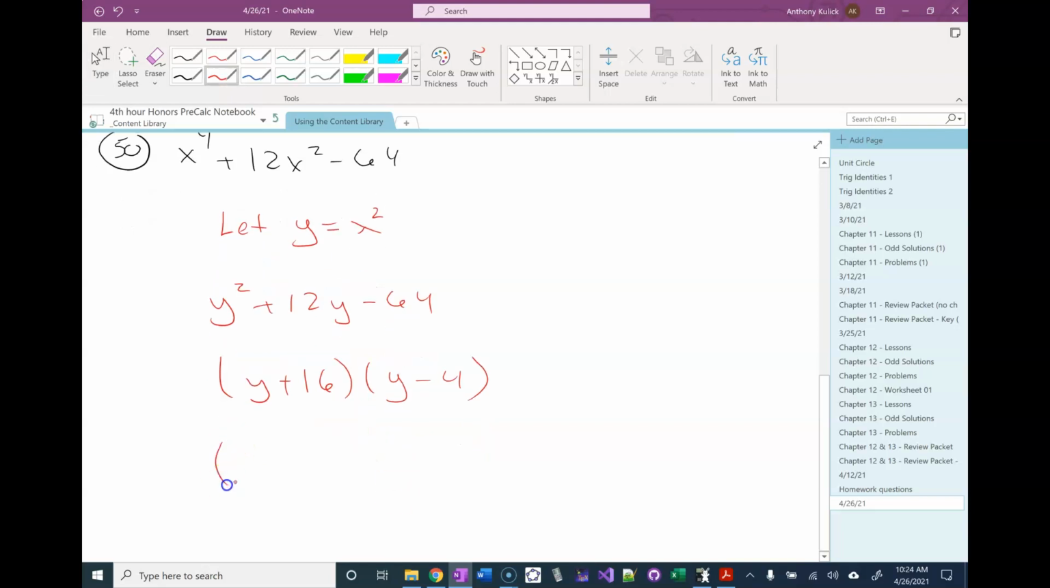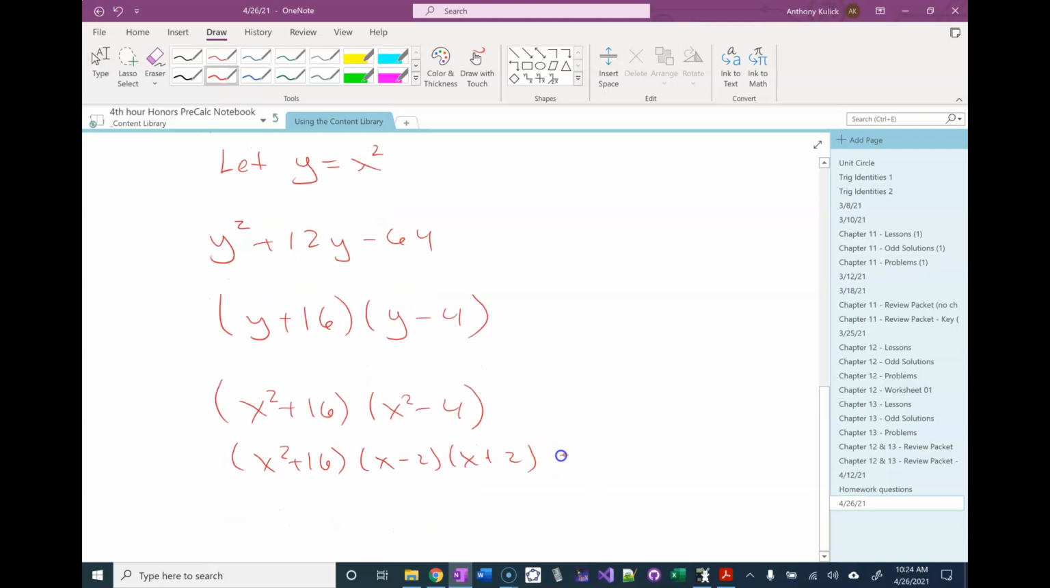Now let's put the x squared back in because we're not asking to find values for y. We want the zeros. We want values for x. I noticed that x squared plus 16 we can't factor anymore because it's the sum of two squares, not the difference. But x squared minus 4 I still can do a little bit more with. Right?